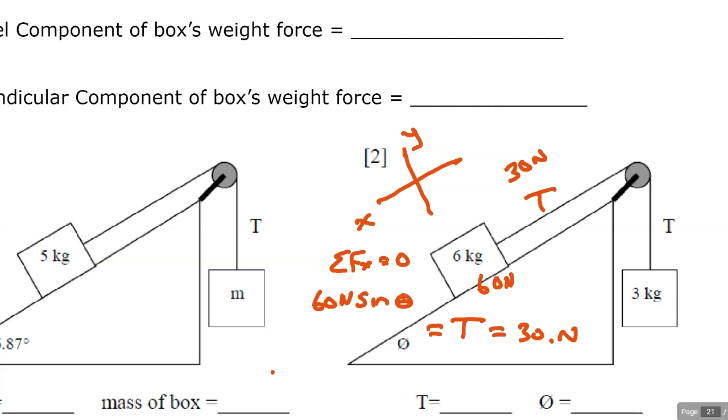Having a little trouble with my pen. Let me just get rid of it. See if I can fill these in here. So the tension we already found is 30. So we'll have 30 newtons, 2 significant digits, and 30 degrees, and that's it. Those are those 2 problems.